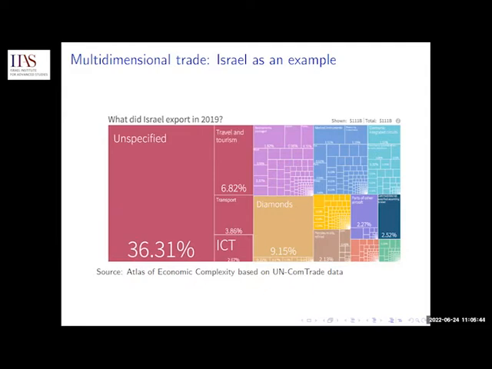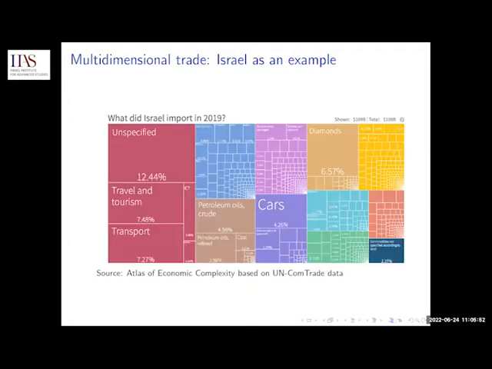But also what is likely to happen in this specific case is that basically these two-way trade flows are related to some form of involvement of Israel into the global value chain of working with diamonds.